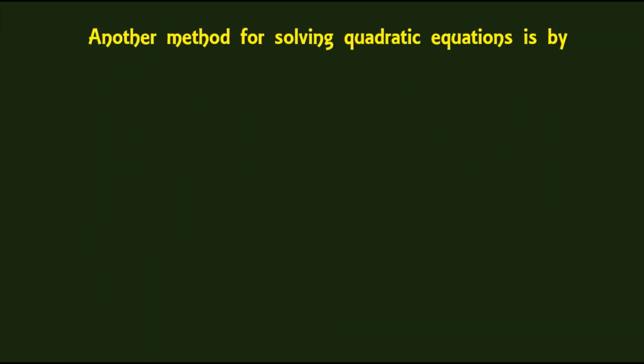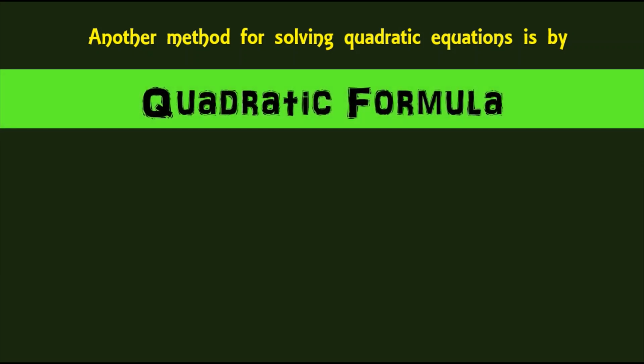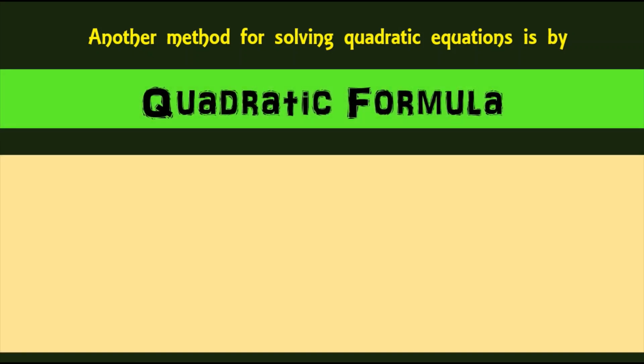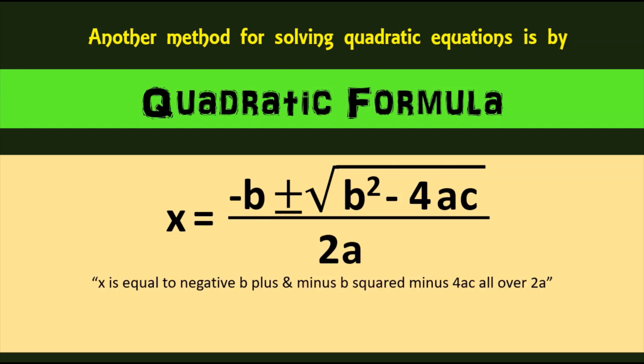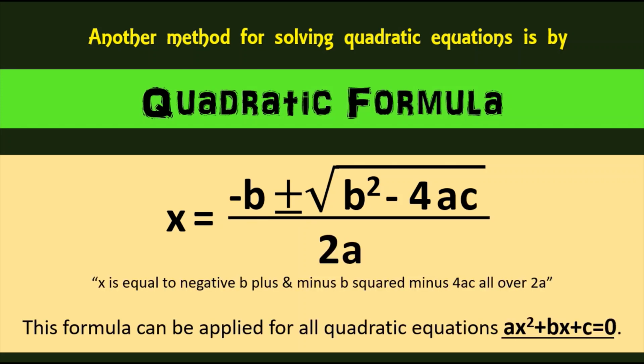Another method for solving quadratic equations is by using the quadratic formula. x is equal to negative b plus or minus the square root of b squared minus 4ac, all over 2a. Okay, so this formula can be applied for all quadratic equations ax squared plus bx plus c equals 0.